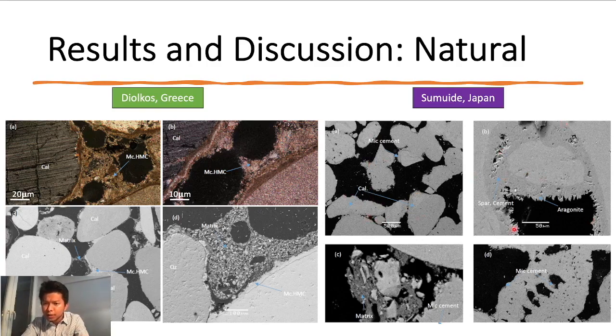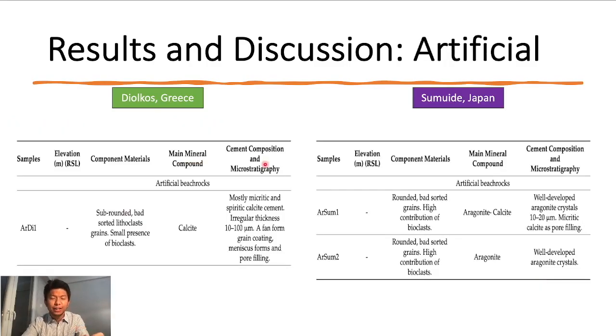As you can see, inside these microfossils, we have sparitic and aragonitic needles forming, and also in the vents of these microfossils right here. Now moving on to the case of the artificial beach rocks, it made sense that the sediment grains are similar in shape and composition with the natural beach rocks of the corresponding beaches, because we made sure that in the experimental setup, they have the same granulometry.